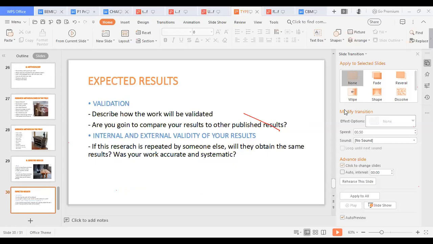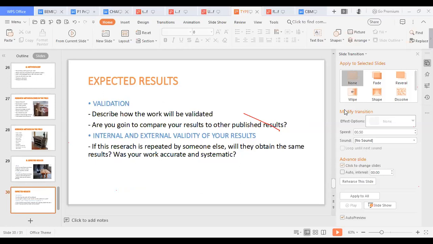Then under expected results, we also have validation. Your work should be validated. You need to describe how your work will be validated. Are you going to compare your results to other published results? Just like I've earlier alluded to, that is a question that you need to answer. Then internal and external validity of your results.